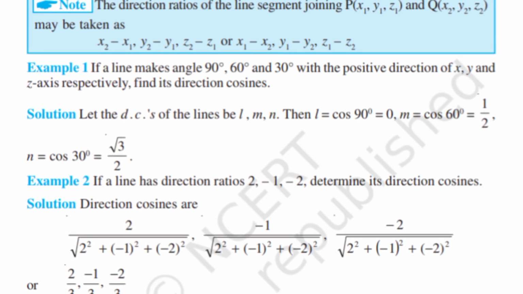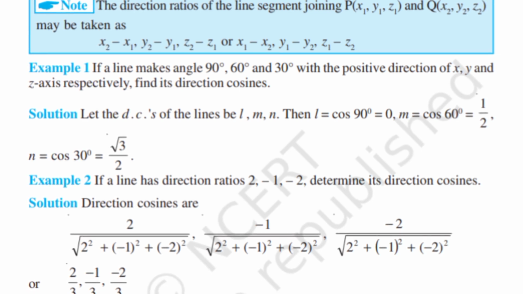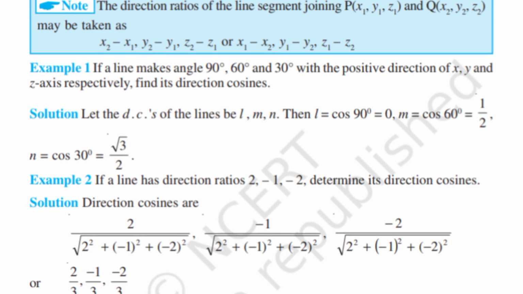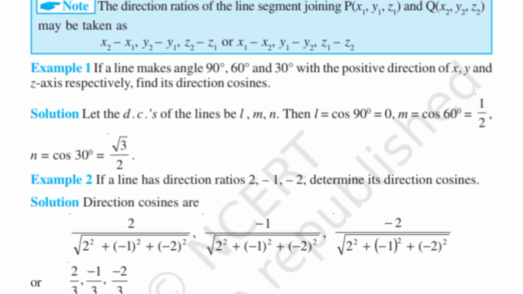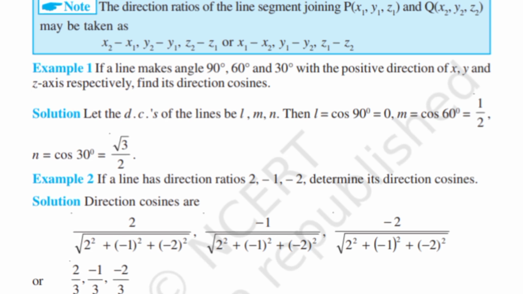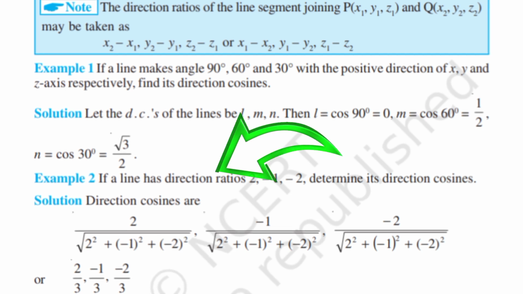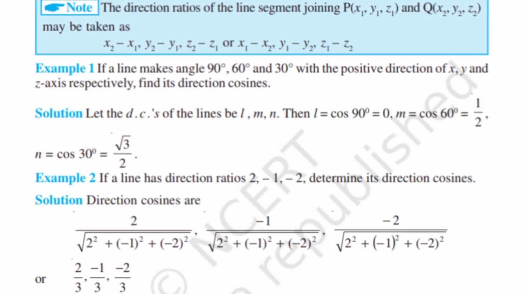Example 2. If a line has direction ratios 2, minus 1, minus 2, determine its direction cosines. Solution. The direction cosines are 2 upon the square root of 2 square plus (minus 1) whole square plus (minus 2) whole square, minus 1 upon the same square root, and minus 2 upon the same square root, which is 2 by 3. On solving we get 2 by 3, minus 1 by 3 and minus 2 by 3.